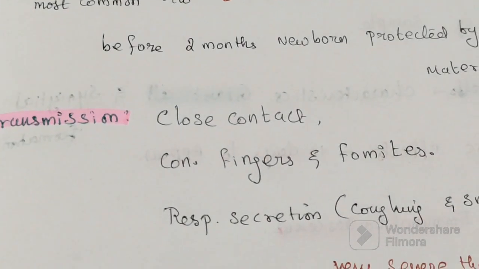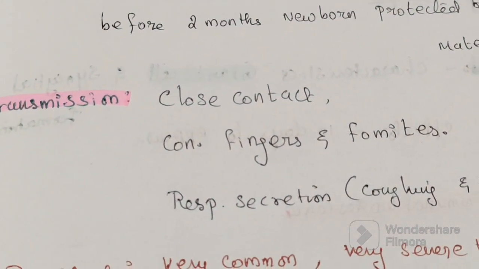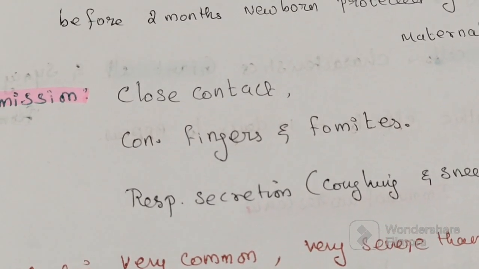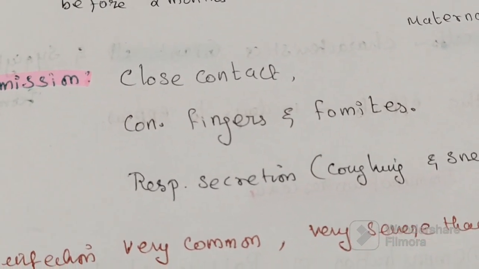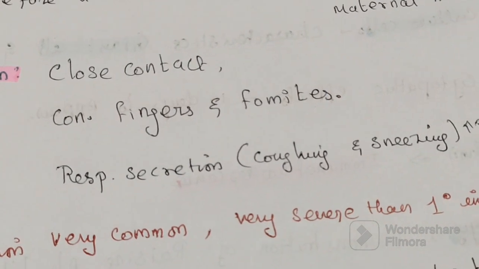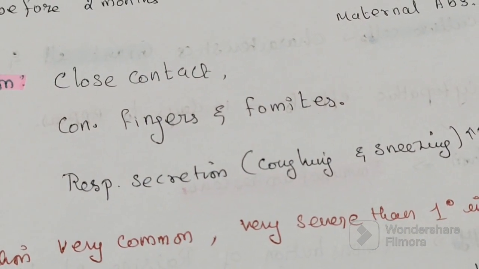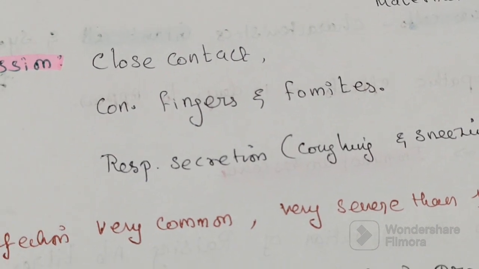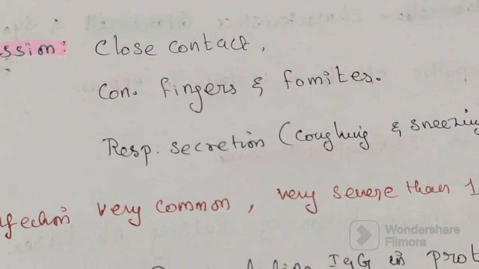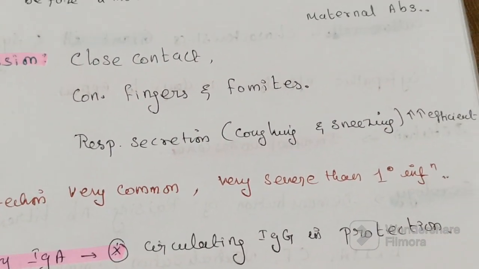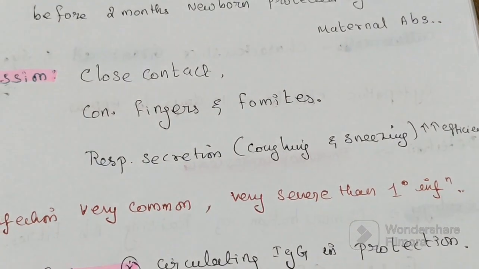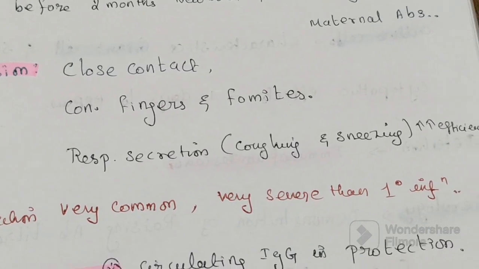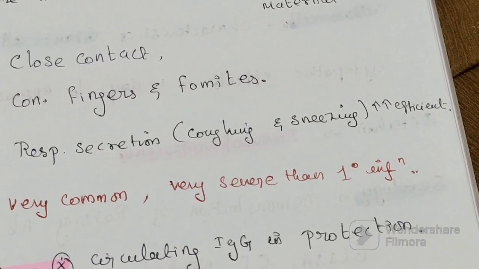Then transmission: close contact, contaminated fingers and fomites. Coarse droplets of respiratory secretion when coughing and sneezing transmit infection more efficiently than fine aerosols.